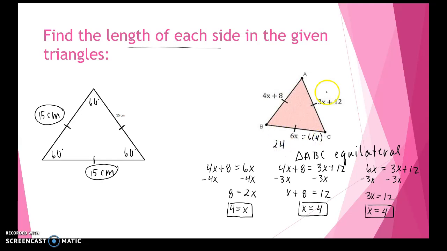Okay, let's verify that we get the same answer. Substituting 4 for x, 3 times 4 is 12, plus 12, I get the second side length to be 24. And then lastly, substituting again, 4 times 4 is 16. 16 plus 8 gives me the third side length of 24.